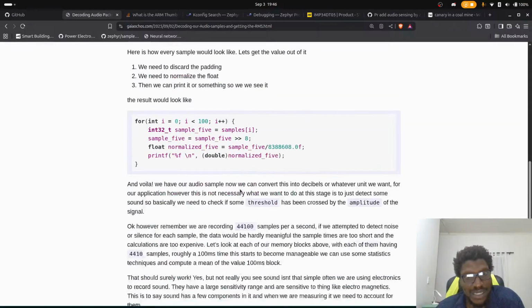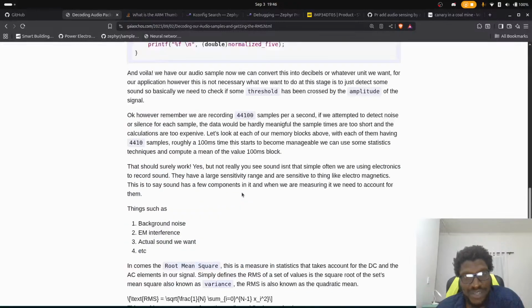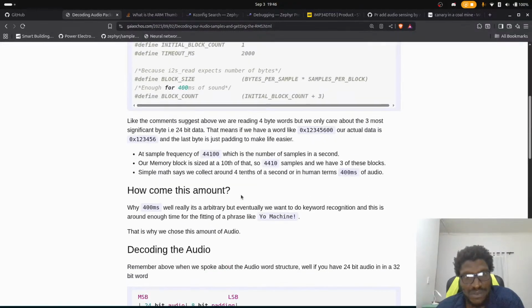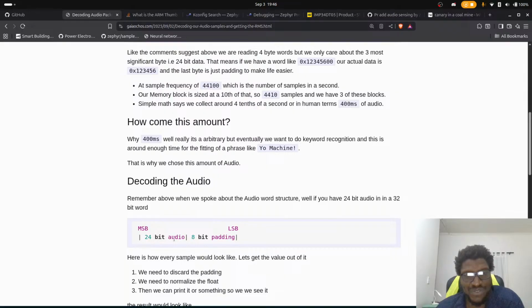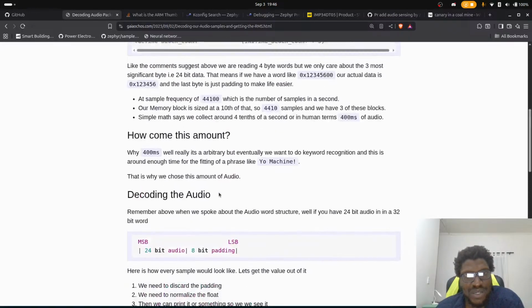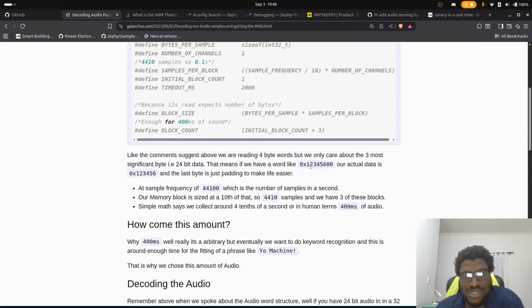So we had 0x1234560 0. Yeah. So look, we have 24-bit audio, 8-bit packing. So that means if we're looking at this, it's 1 2 3 4 5, 1 2 3 4 5 6 7 8.